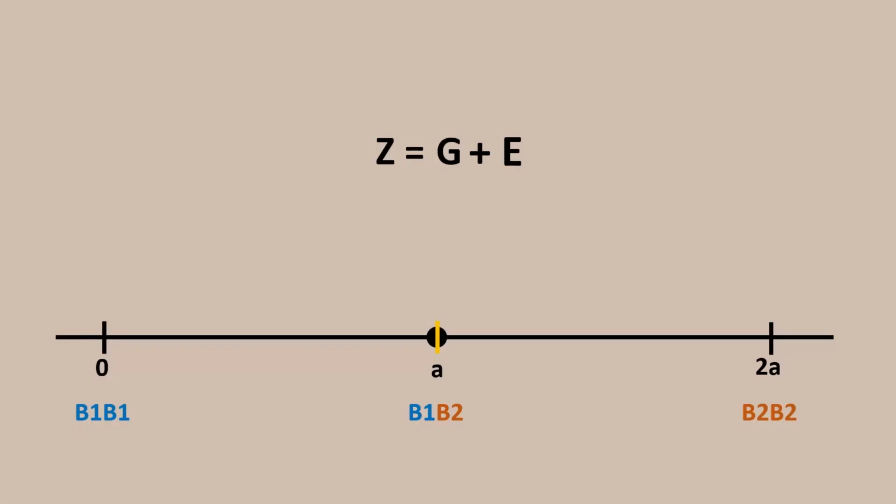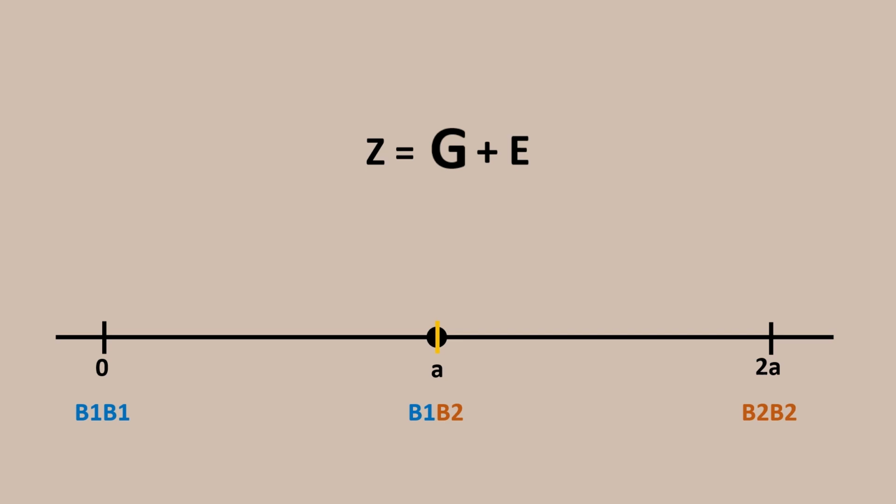We must remember a very important relation in quantitative genetics, which explains that the phenotype is a result of the genotype plus the environment effect. In this video, we will be focusing only on the genotype and how it can influence the phenotype of an individual. Fisher proposed a very simple example to understand the effect of the genotypic component.